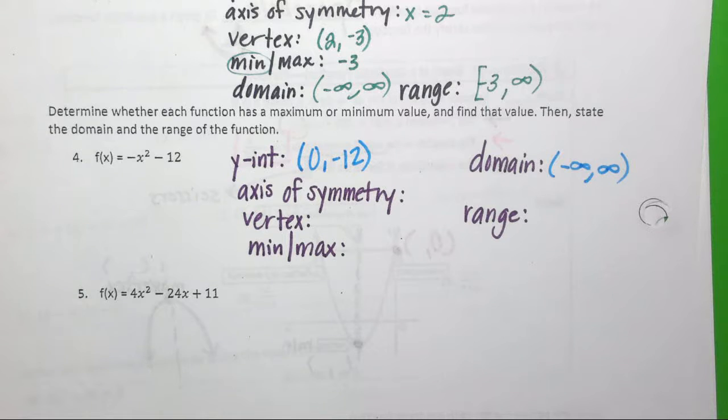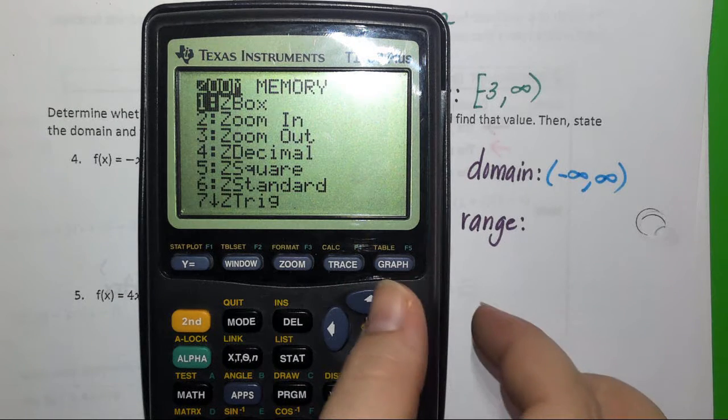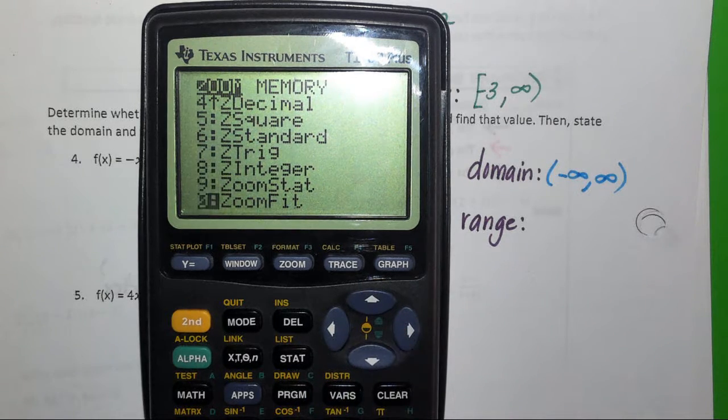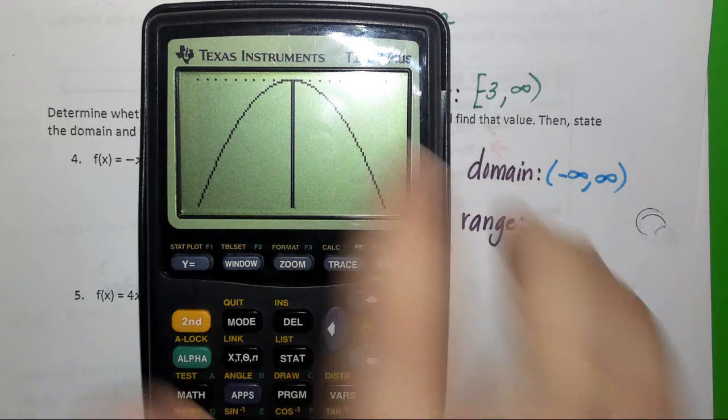So you press y equals, you type in negative x squared minus 12, you press graph, and then, I don't know about you, but nothing ever showed up on my screen. So if that's the case with you, that just means our parabola is off this view, so we need to zoom, and then how did we say it would be easiest to get to our parabola? Fit is going to fit your parabola. Now, I'm not saying it's pretty, but at least now I have a graph. Okay, but we need to know, so is it a max or a min?